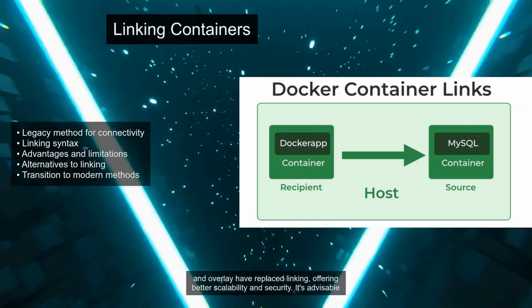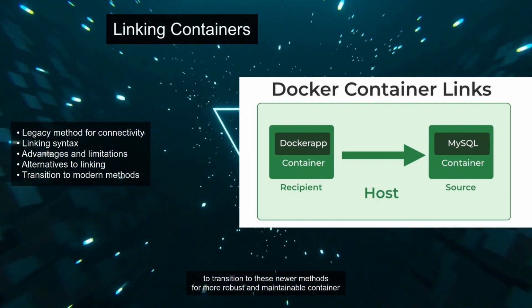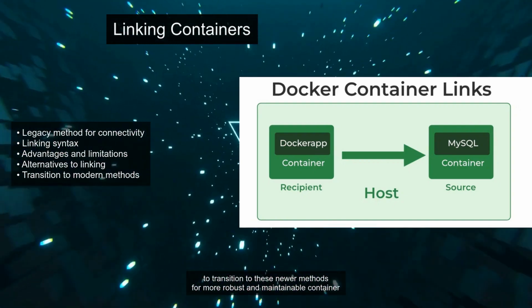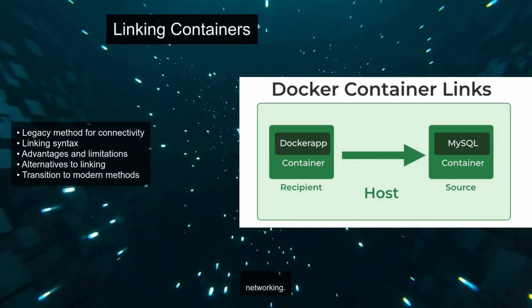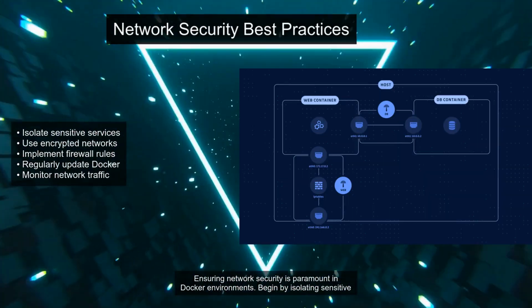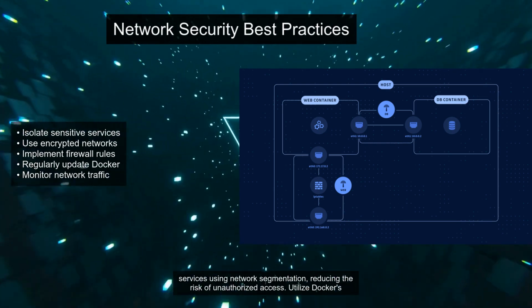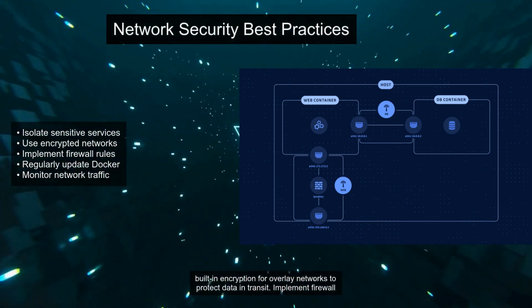As Docker has evolved, network models like bridge and overlay have replaced linking, offering better scalability and security. It's advisable to transition to these newer methods for more robust and maintainable container networking. Ensuring network security is paramount in Docker environments. Begin by isolating sensitive services using network segmentation, reducing the risk of unauthorized access.